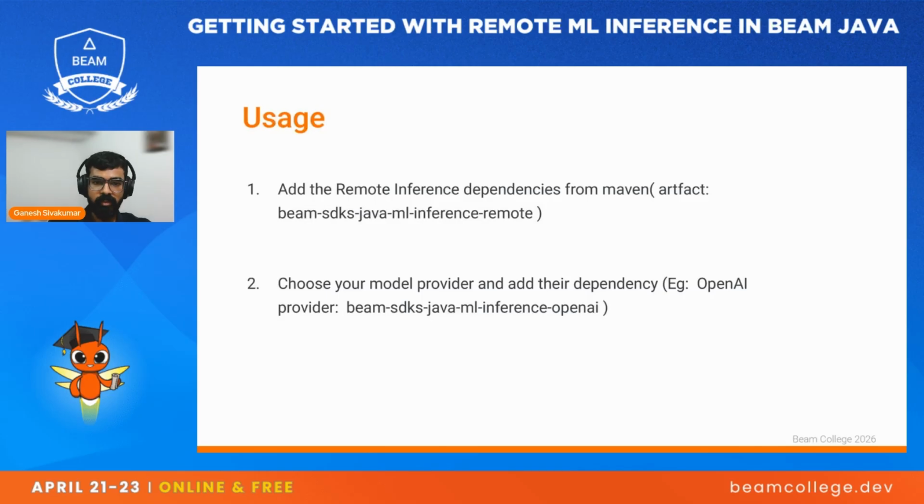So now that we know the purpose of the Java remote inference transform, let's look at how to use it in your pipelines. The first step would be to add the dependencies in your pom.xml. I know it's obvious, but specifically for the transform, the remote inference module is the required one, which gives you access to the transform itself and the base abstractions. The second is an optional one. It is specific to the model provider. Let's say if you are using OpenAI, you need to use the OpenAI module with your project. If it is something else, some other module.